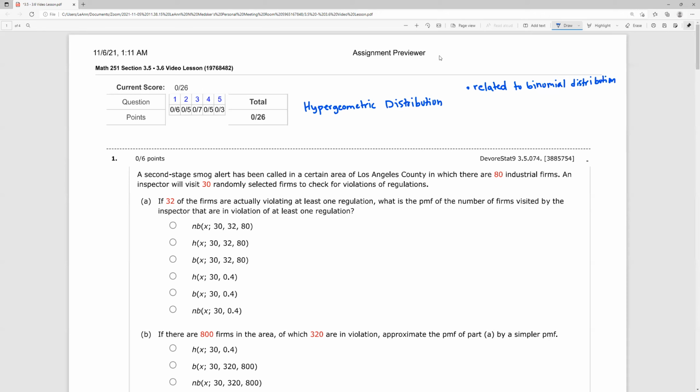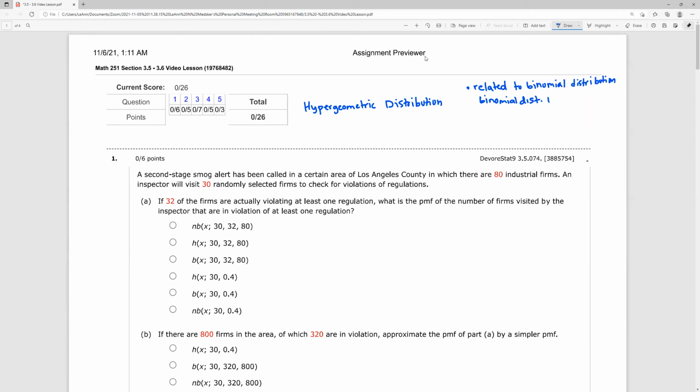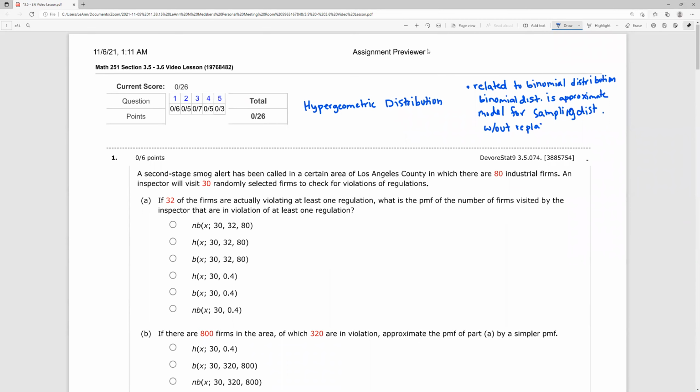You'll have to excuse me, I'm still sick. So summarizing that, we can say that the binomial distribution is an approximate model for sampling distributions without replacement, so drawing and not replacing, like we did in the binomial experiments, from a two-branch population, which for us has meant successes and failures, essentially.